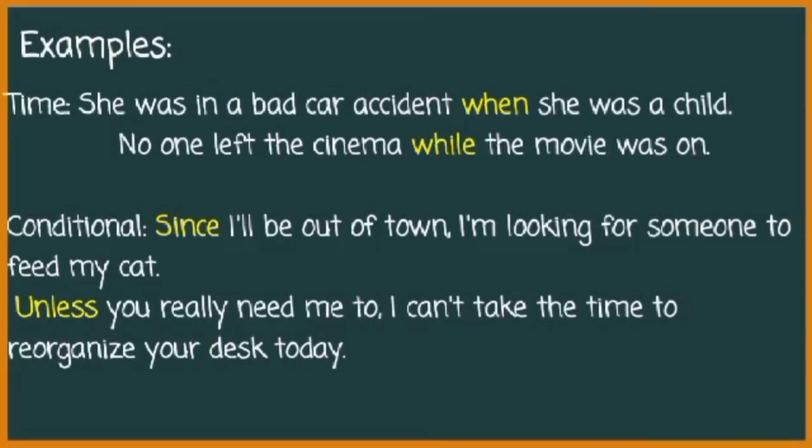So next is the conditional conjunction. We use conditional conjunctions to describe the condition that needs to be met for something to happen. For example, since I'll be out of town, I'm looking for someone to feed my cat. And unless you really need me to, I can't take the time to reorganize your desk today. So remember, the conjunctions since and unless are conditional conjunctions.